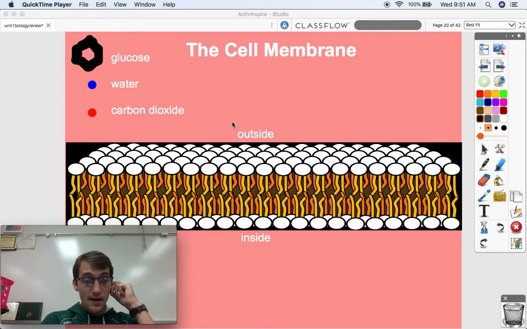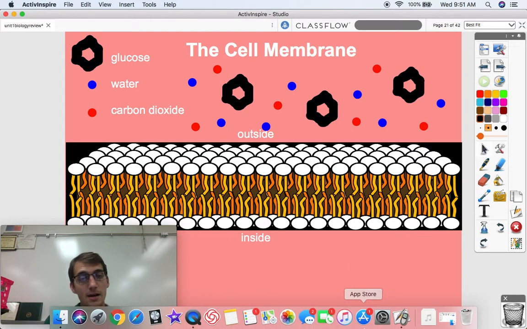All right, so let's pretend that we're on a cell membrane right now. This is the outside of a cell. This is what's called the interstitial fluid. And then this is the inside of the cell, or the cytoplasm or cytosol of a cell. And we're going to have three different molecules in our little scenario over here. The little hexagon is glucose, blue dots are water, and red dots are carbon dioxide.